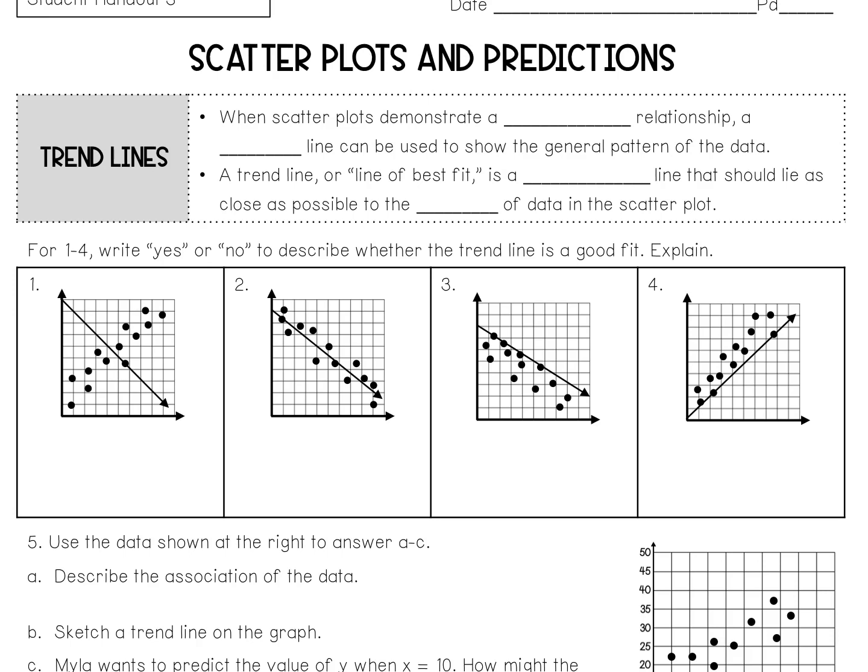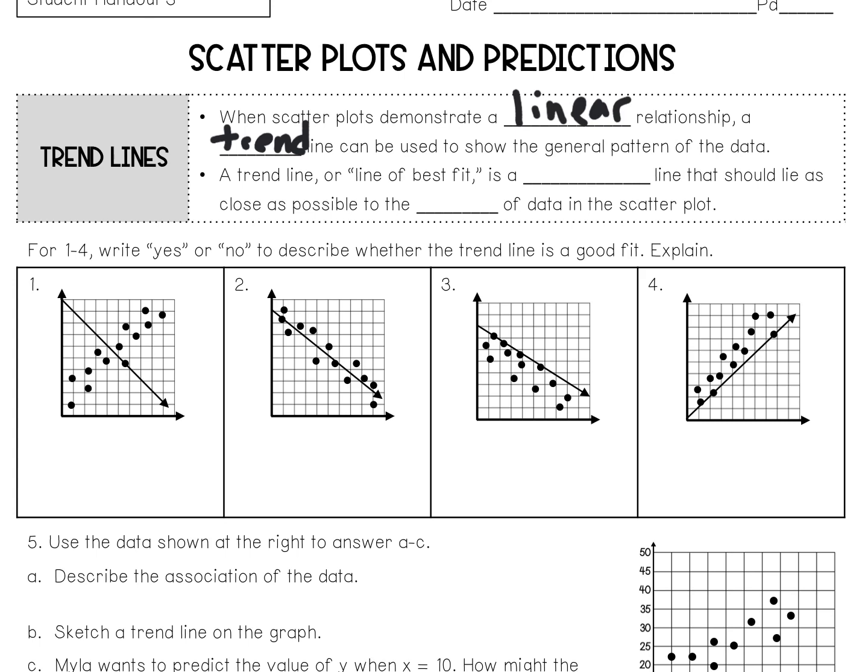Today we're looking at scatter plots and predictions, okay? And we're going to start with this idea of trend lines, which we mentioned that very first day when we did that small project. So when scatter plots demonstrate a linear relationship, a trend line can be used to show the general pattern of the data.